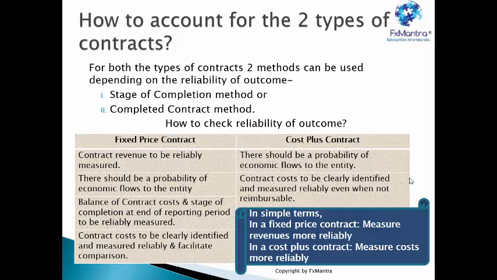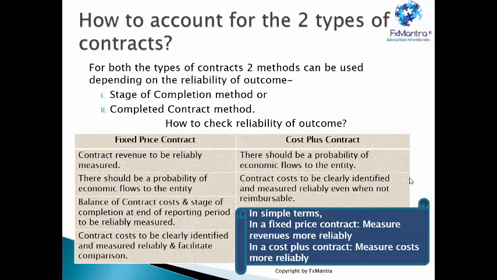Now we come back to the basics of two types of contracts. All these things mentioned on your screen are about the reliability of the fixed price contract or the cost plus contract. You have to measure the revenues and the cost reliably. If you notice, these things are also your basic definition of income related characteristics.